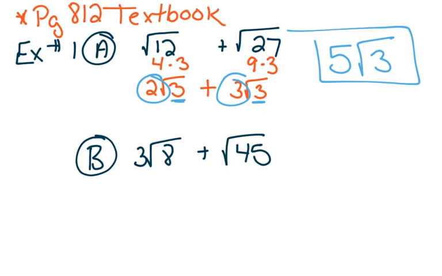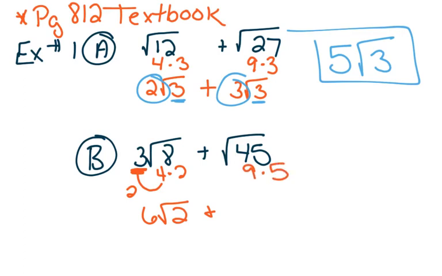So let's look at our next one, example B. With this 8 that I have right here, I know the biggest perfect square that goes in there is 4. Now, the square root of 4 is 2, but don't forget when that 2 comes out, it needs to multiply by the 3. So I really have 6 square root of 2 plus the biggest perfect square that goes into 45 is 9. It'd be 9 times 5.